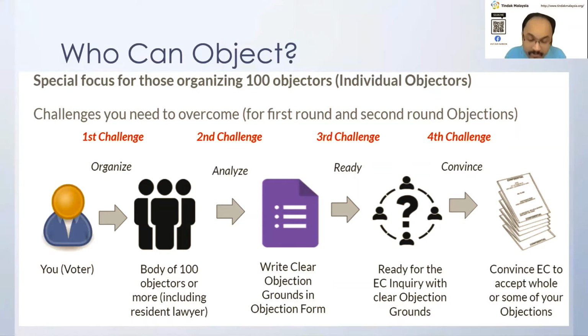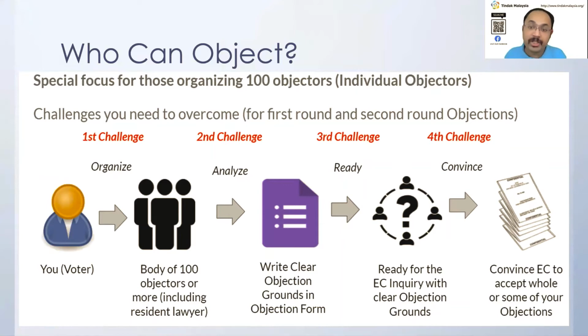Then, with those people that you mobilized, you need to analyze the EC's proposal, or this can even be done while you're organizing, and see what EC has done correct and what EC has done not correct or could be improved. Then you have to write the clear objection grounds in the objection form. Then you submit it to EC within that 1 month. Then we hope for the best that you will be called by EC for the inquiry. And this is where you need to be ready with the clear objection grounds.